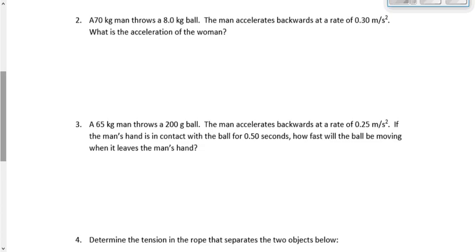All right, guys, we assigned worksheet number 15, questions 1 to 3. I want to take a look at 2 of those questions right now, questions 2 and 3. Number 2 says, a 70-kilogram man throws an 8-kilogram ball. The man accelerates backward. What's the acceleration of the ball?